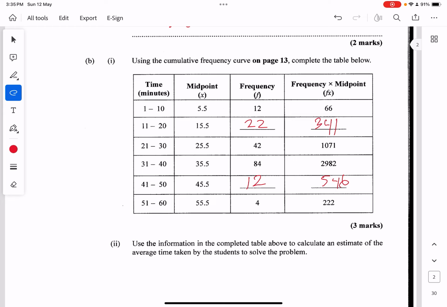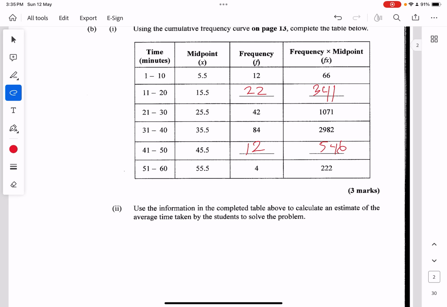So we're told now to use the information in the table above to calculate an estimate of the average time taken by students to solve the problem. So basically they're asking us for the mean, and remember that your mean x bar is equal to the sum of fx all over the sum of f. We know that the sum of f is 200. Sum of fx is going to be the sum of all of this. So let's add that up.